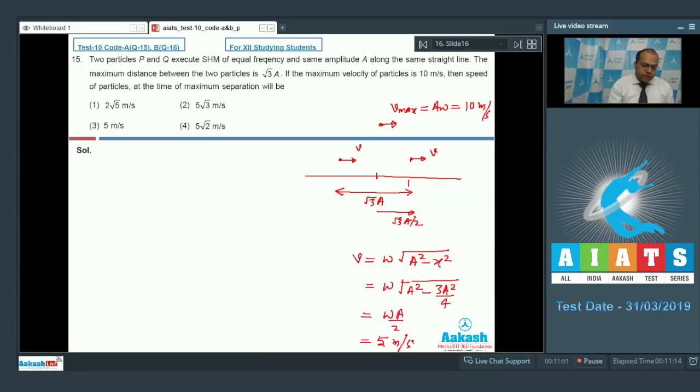So the correct answer for question number 15 is option 3. Let's move to question number 16.